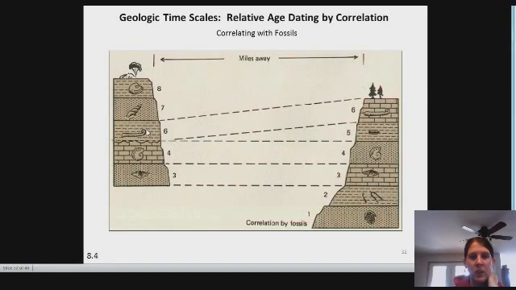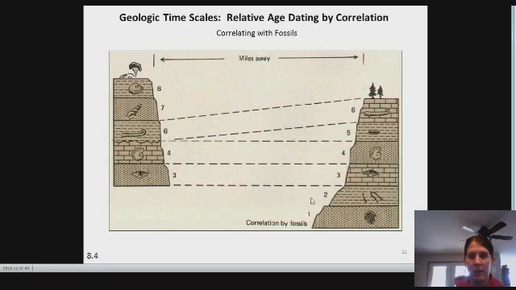So here's just another look at correlating using fossils. These are 2 theoretical outcrops miles away. You can see that the first rock unit here has this butterfly-shaped shell in it. And if you look over to the rock unit on the right, the first bed here has a trilobite in it. Well, these don't correlate.